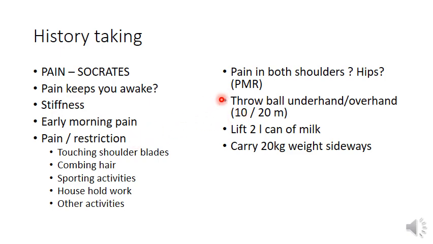And if he is able to throw the ball underhand or overhand, to approximately 10 and 20 meters respectively, if he is able to lift 2 liters of can of milk, and whether he is able to carry a 20 kg weight sideways. So this indicates if there is any motor deficit.